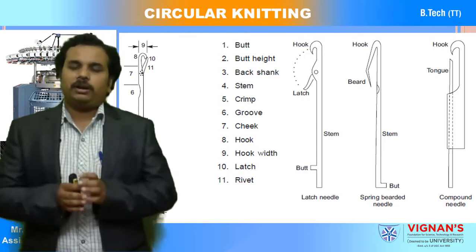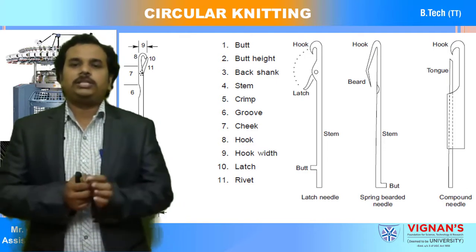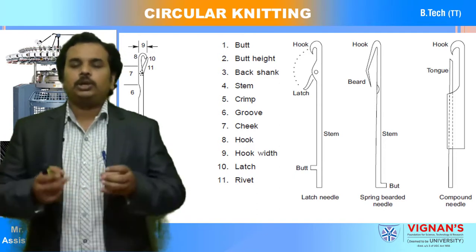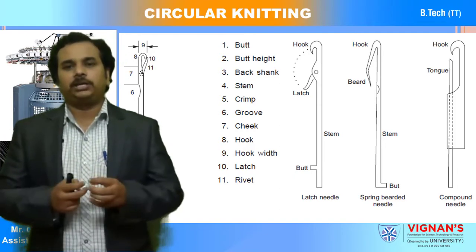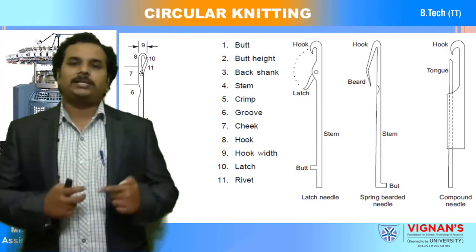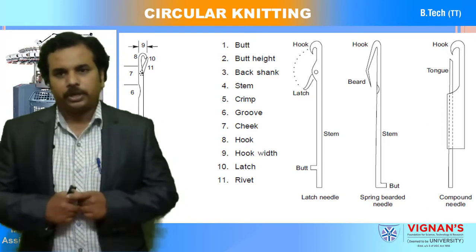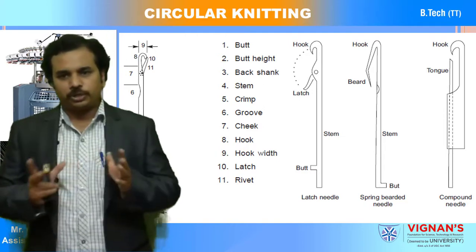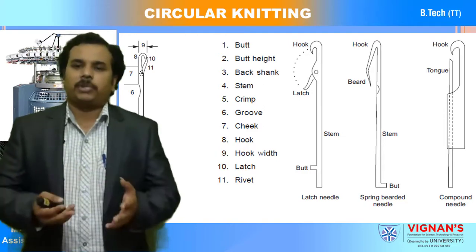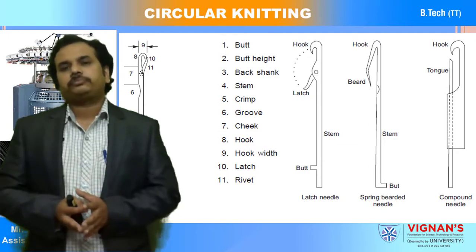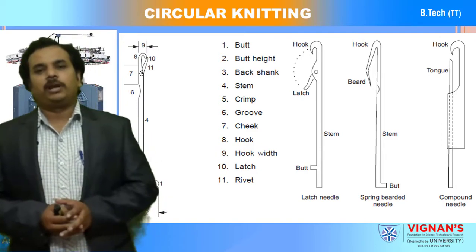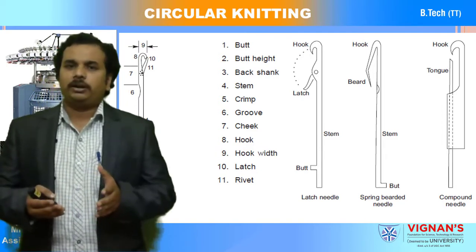Here there is no latch, only this beard part or hook part, which acts as a spring when the presser bar is activated on the beard part, so that it will close and come back to its original position. And the stem and the butt are common. So these are the different parts available in the spring-bearded needle.